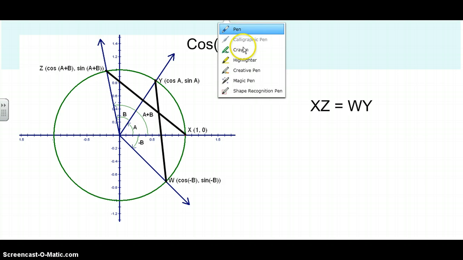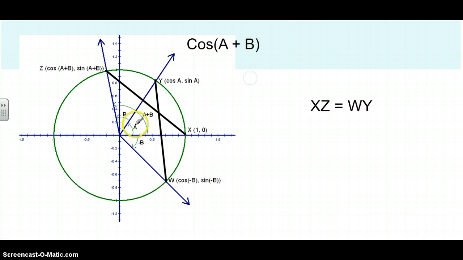The angles that I have are a plus b, because that's the angle I'm looking for, and I put in a negative angle b. Those two angles are congruent. They're both a plus b, and therefore this segment is the same as that segment, because I have two congruent triangles in here. I have this one, and I have this one. And they are congruent based upon side angle side, and now I know I have congruent segments.